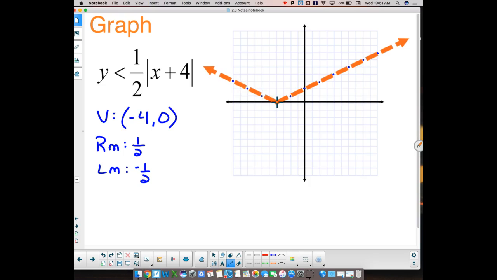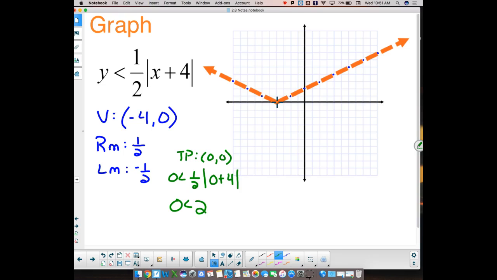Did I go through the origin? So that's going to be 0 is less than 1/2 times the absolute value of 0 plus 4. 0 plus 4 is 4. The absolute value of 4 is 4, times 1/2 is 2. So 0 is less than 2. Is that true or is that false? That's a true statement. And since my test point was on the outside, I shade outside.